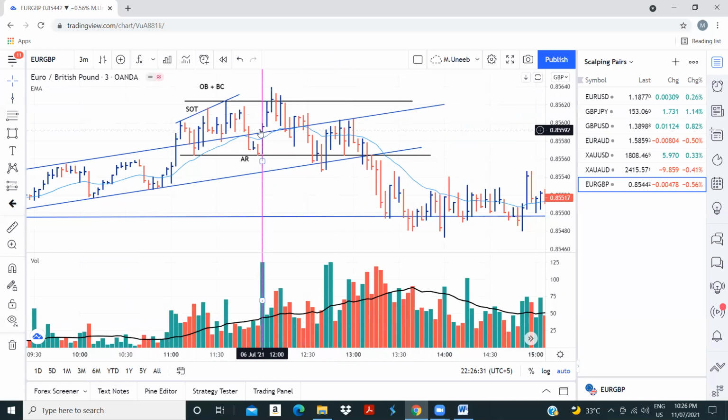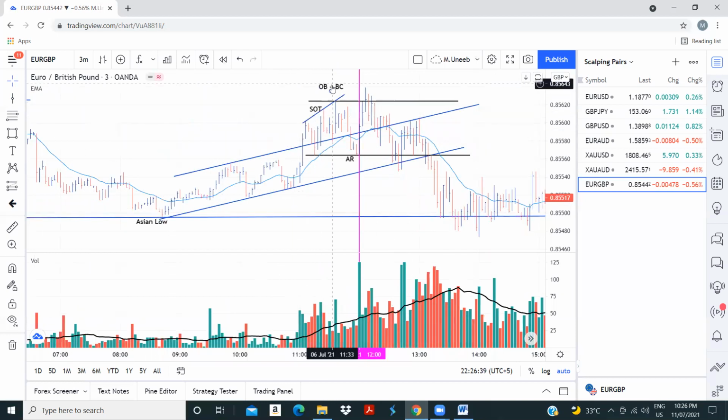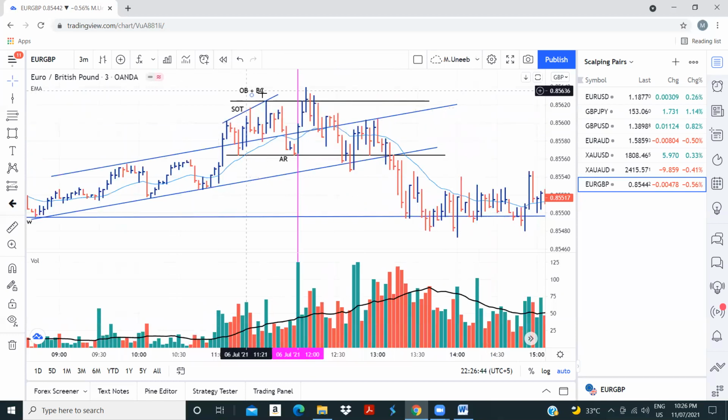Okay, this is London Open. Yes. Now we are in a trading range. All right. We are overbought. OB plus BC. We have shortening of the thrust. So here we see shortening of the thrust plus OB and BC.